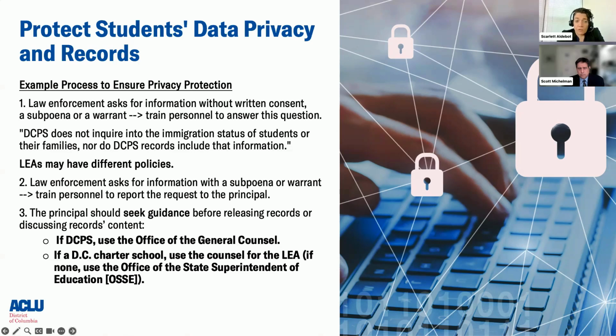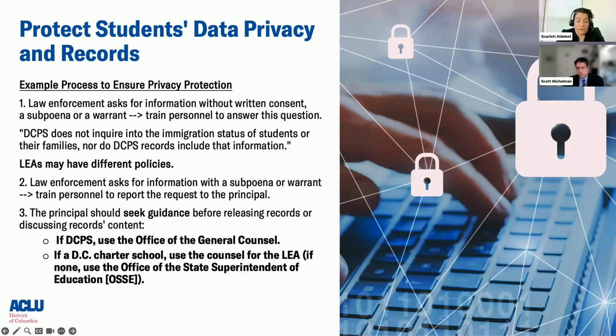Now, if law enforcement asks for information with a subpoena or a warrant, you would train personnel to report the request to the principal. So rather than trying to be helpful, and many schools have a process already in place for this, and thinking about what information to release or having a discussion about what information may or may not be in the record, the process can be, we'll take this subpoena, this warrant, into consideration, and we'll let the principal or a designated employee at the school know. And then the principal should seek guidance before releasing records or discussing the contents of the records. And this is, again, to ensure that families and students are being protected under existing federal law, FERPA.